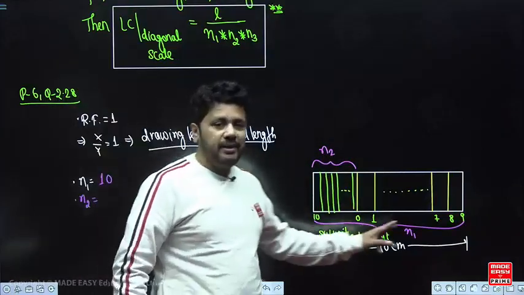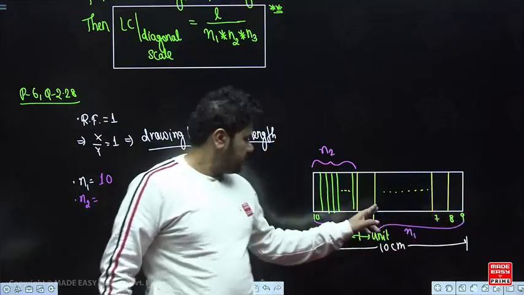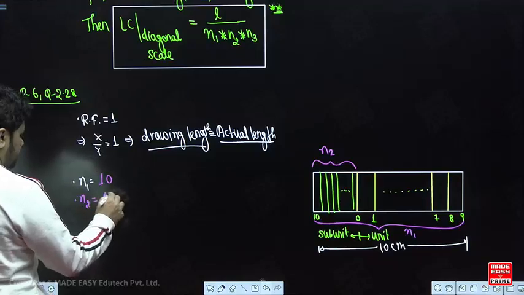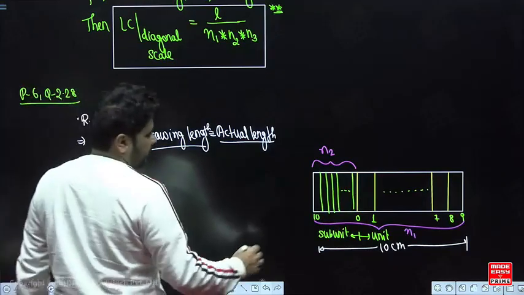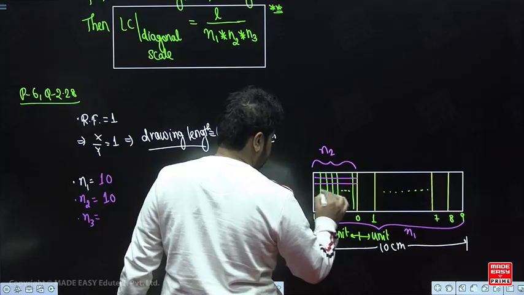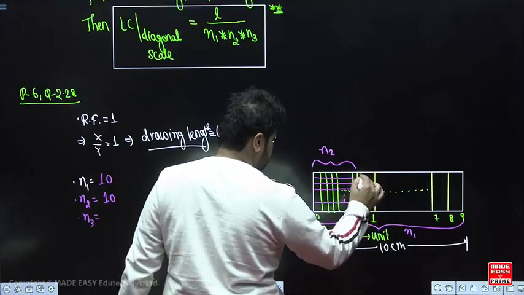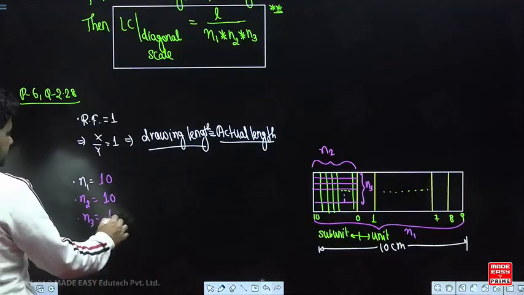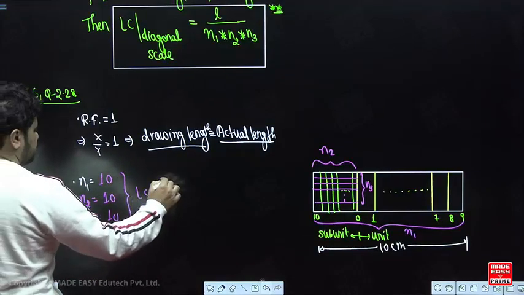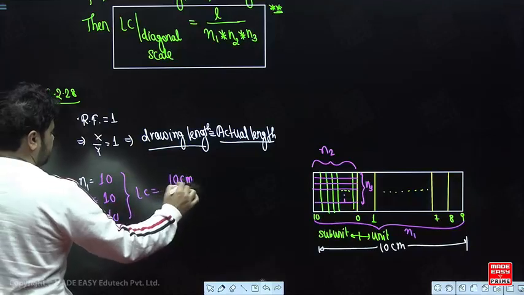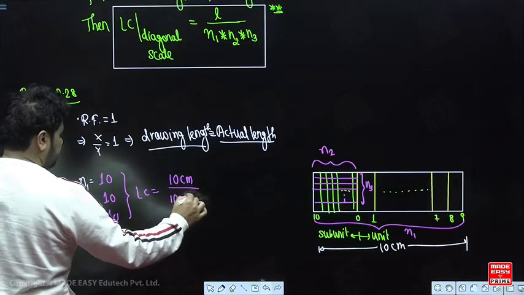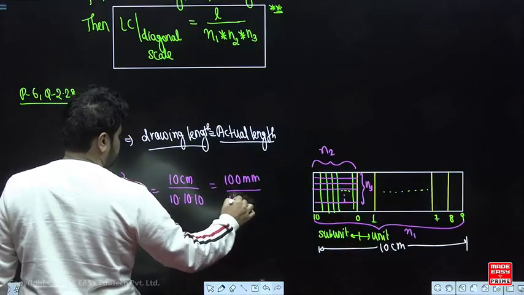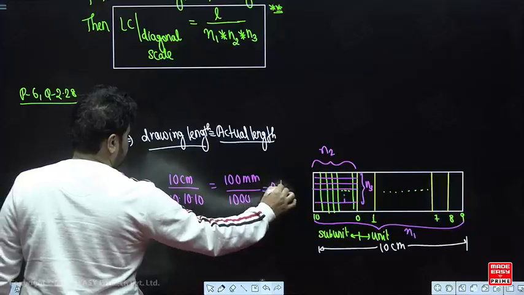So, n1 means you can see the main scale division, here 9 divisions, here 1 more. So, 10 divisions n1. n2 is how much? n2 is 10. How much is your n3? n3 means this is the division that you have to do, right. So, this is your n3, isn't it? n3 will also be 10. So, therefore, what is the least count? It is equal to 10 centimeter divided by 10 into 10 into 10. 10 centimeter means 100 millimeter divided by 1000, 0.1 millimeter.